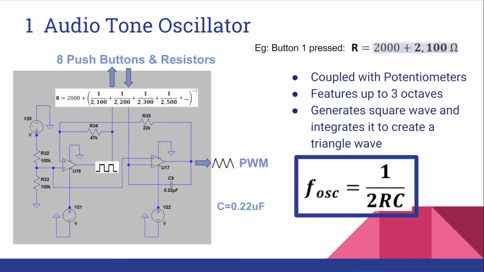So the audio tone oscillator is the part that creates the actual tones, the different tones. This starts by creating a square wave and then changing its frequency using the buttons and resistances pressed. And then the square wave is sent into an integrator, which integrates it and spits out a triangle wave. The oscillatory frequency that actually chooses the note is 1/2RC, and you can hit up to 3 octaves generally.